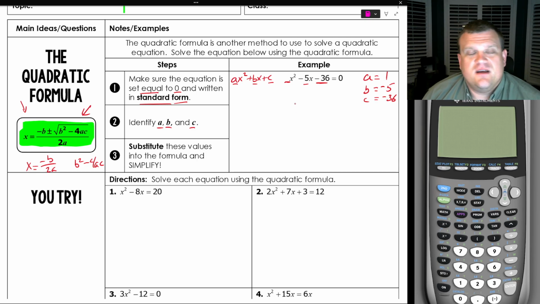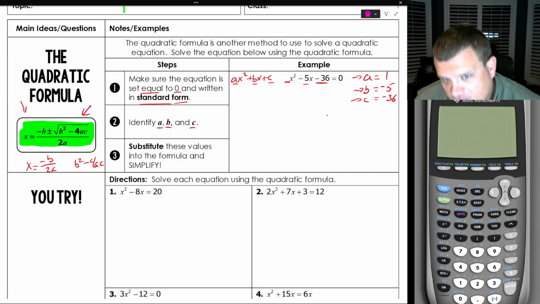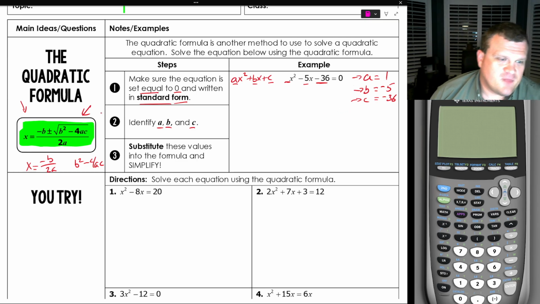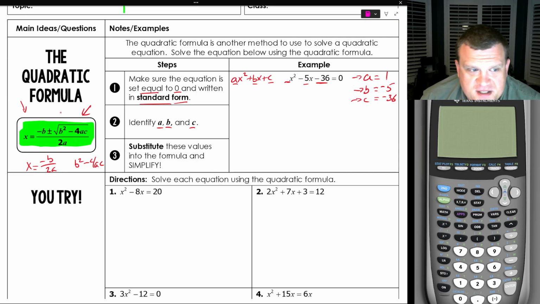Literally, you're just substituting in. Where you see B, you're putting the value you have for B. Where you see A, you're putting the value you have for A. Where you see C, you're putting the value you have for C. If there's a negative or a positive present in the formula, it stays there. Your negative goes into the substitution, right? So let's see what that looks like.